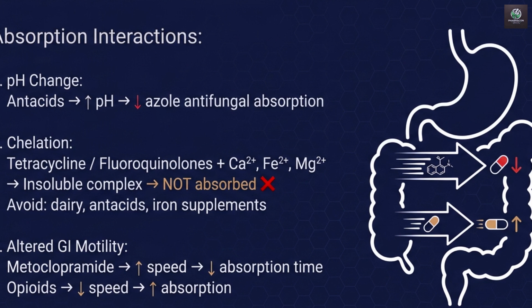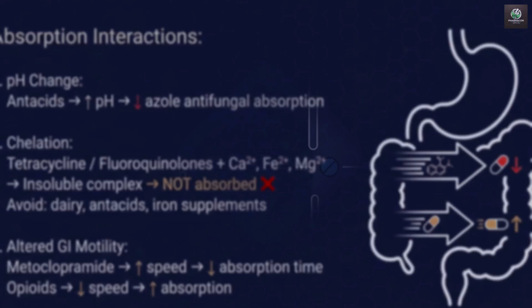Third, altered gastrointestinal motility. Metoclopramide accelerates gastric emptying, reducing the absorption time of some drugs, whereas opioids slow gastrointestinal motility, prolonging drug residence time and increasing the absorption of others.